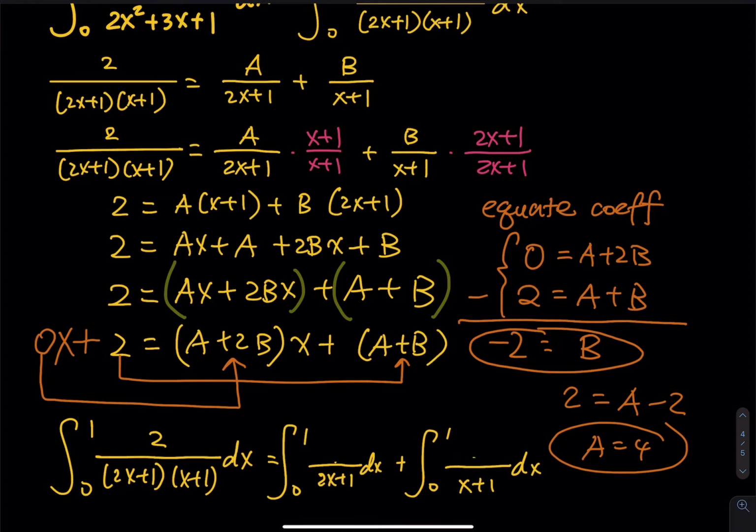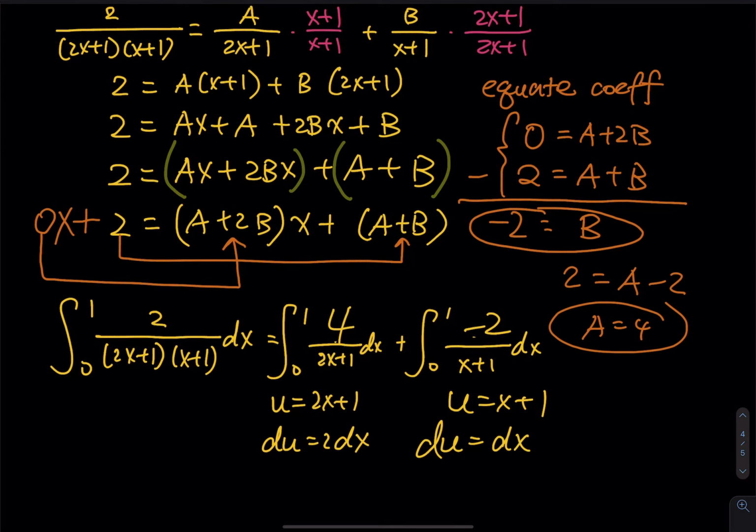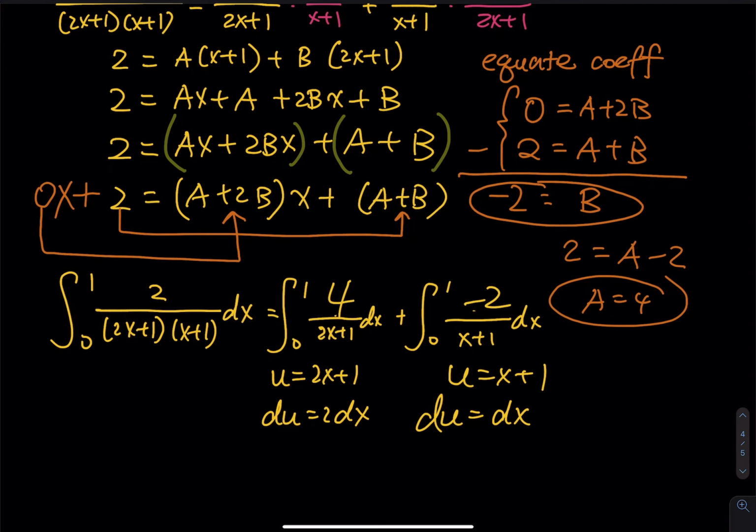a is equal to 4, and then b is equal to -2. This integral is very simple, right? So you let u equal 2x plus 1, and then du equals 2 dx. For the other, u equals x plus 1, and then du is equal to dx, and then you will just get an ln. So the first one you get 1 over u, right? And then the second integral you also have 1 over u. So that is an ln.